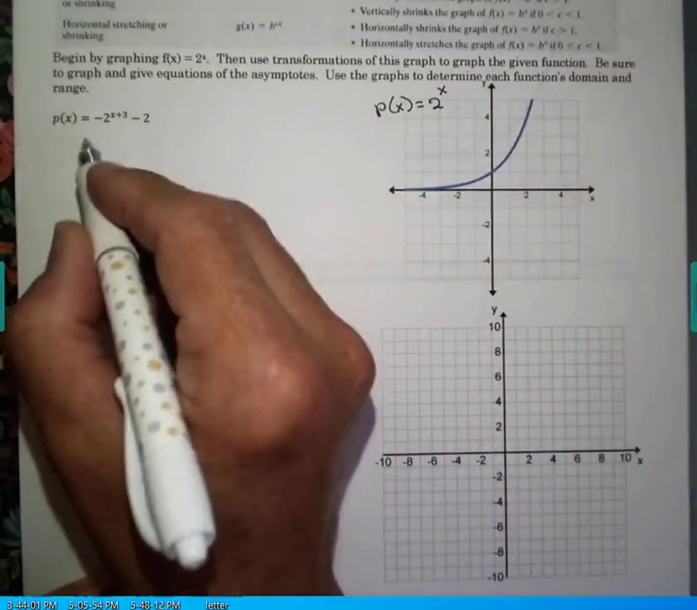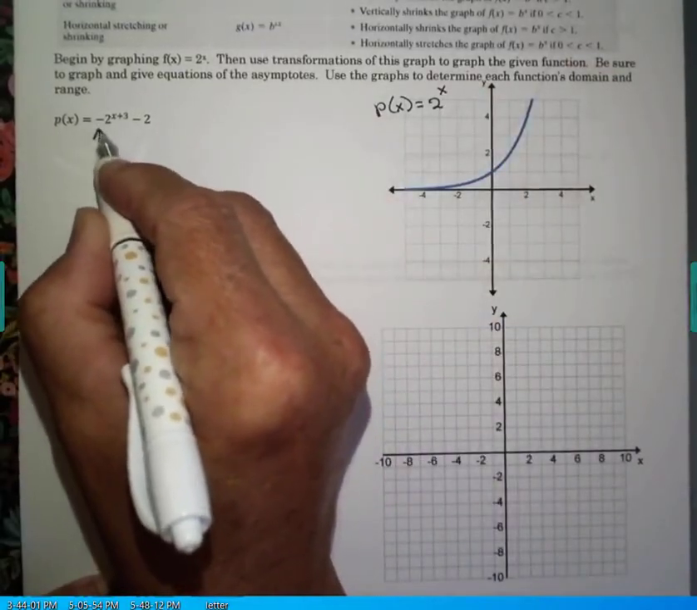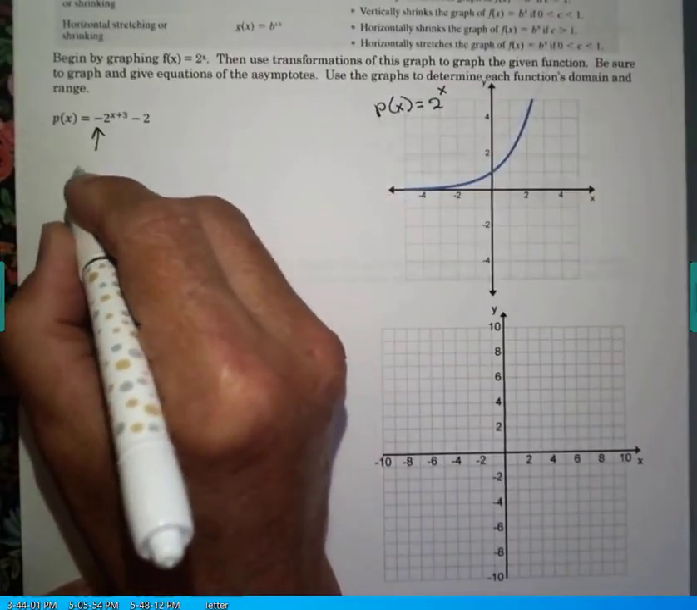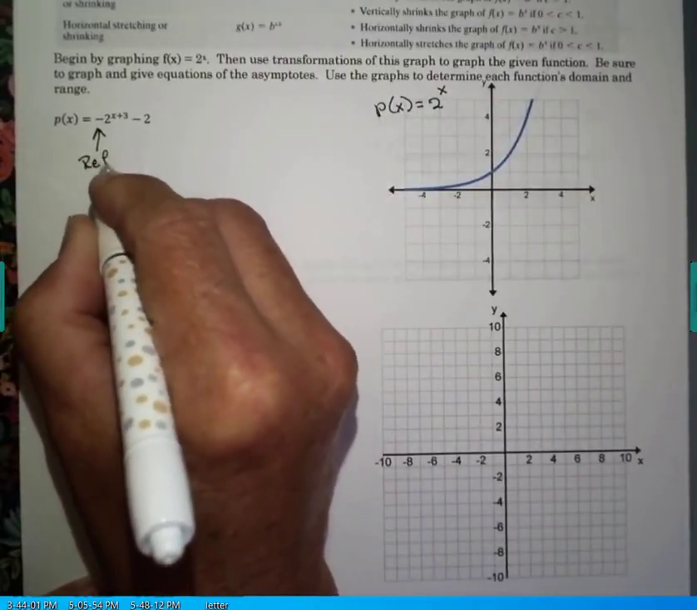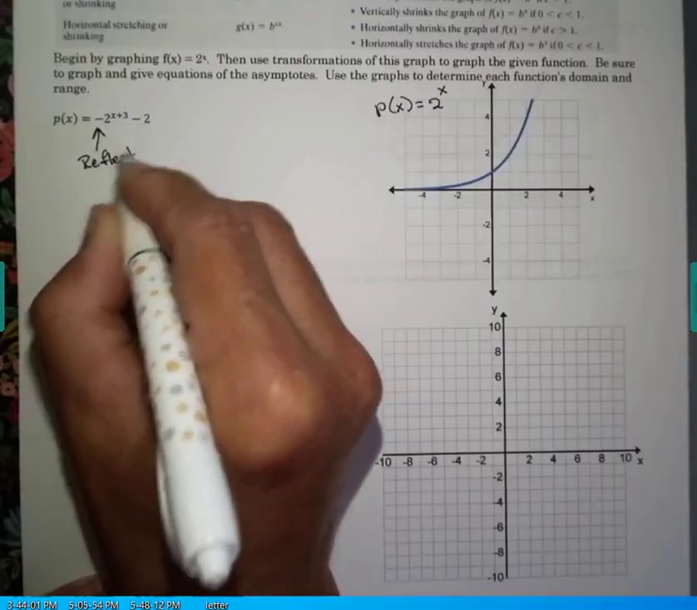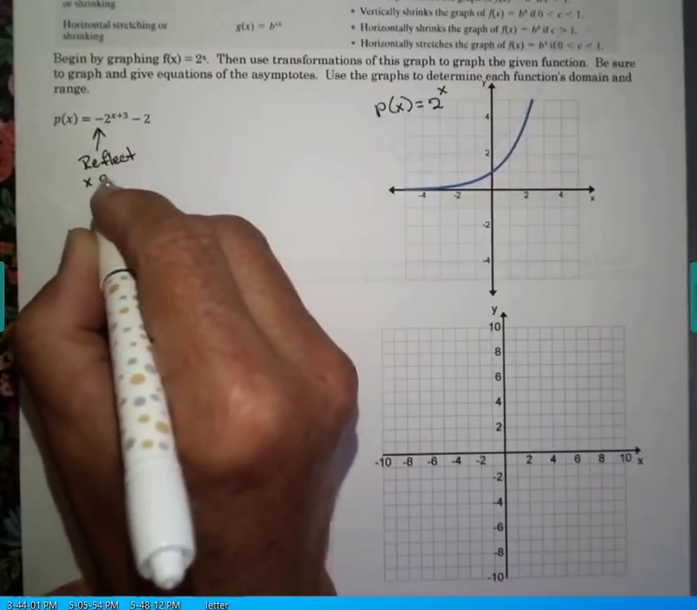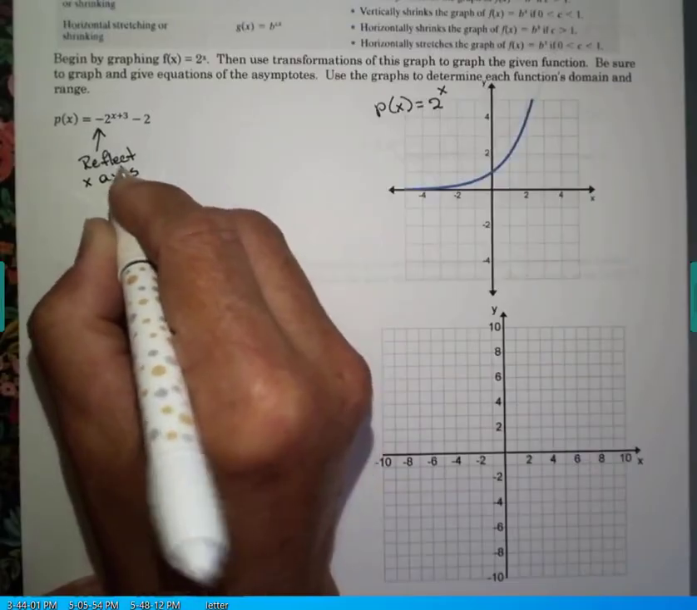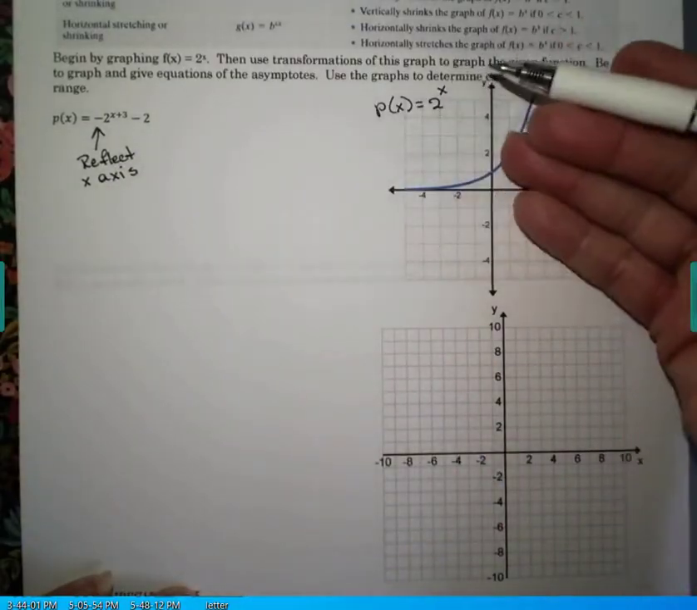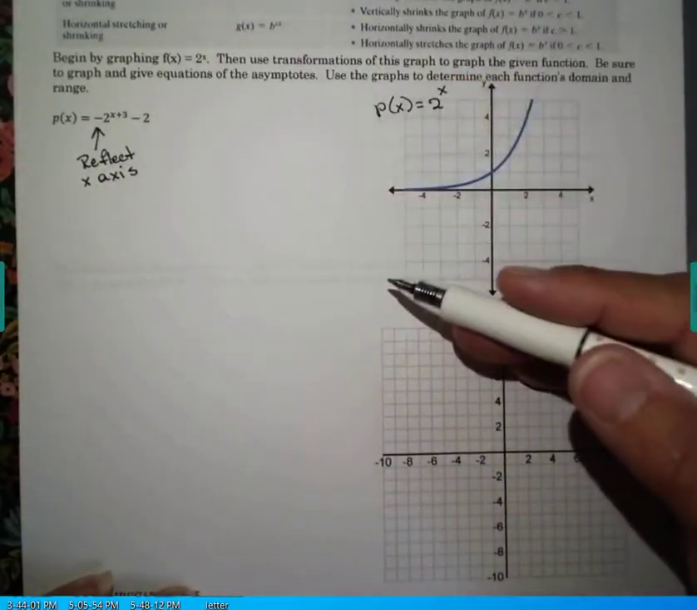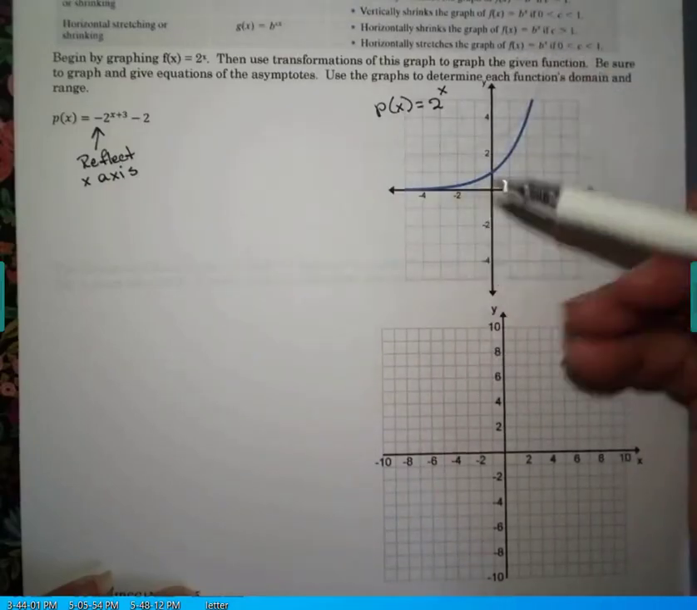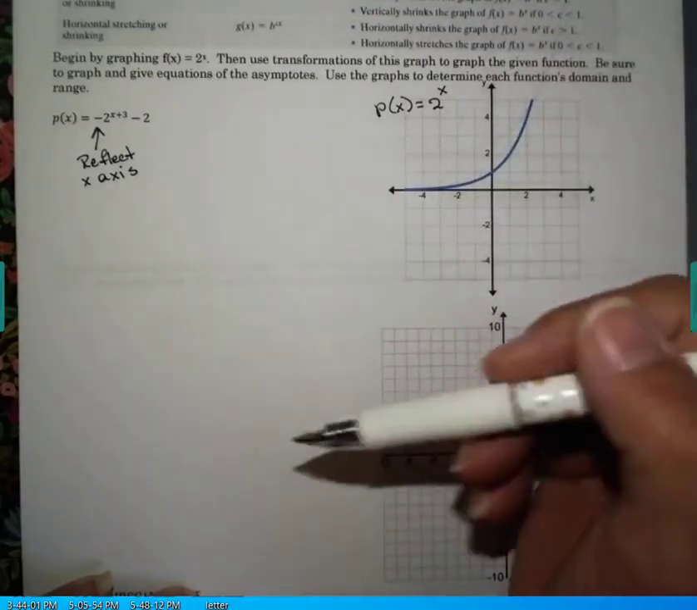Well, first of all, this negative out in front is going to say it reflects. And where it's going to reflect this time, if you look at the negative in front, it's going to reflect around the x-axis. It's an x-axis reflection. So it's going to flip from pointing up here to pointing down. So I can sort of see that in my head. This top part would just kind of flip over and turn down.